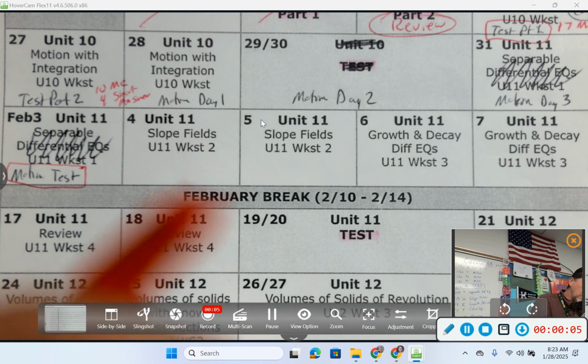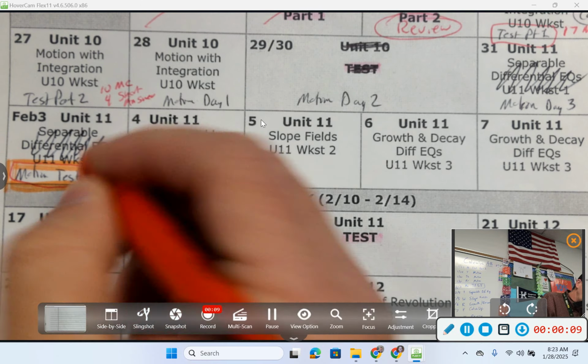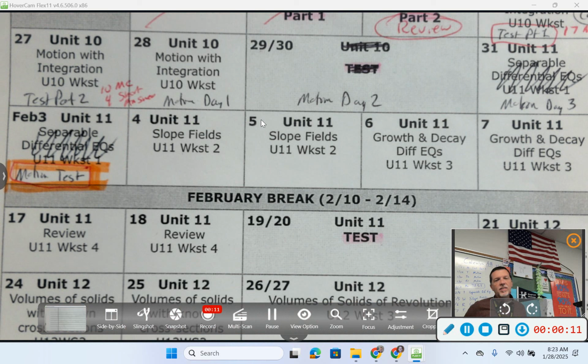So again, we're still recovering from the days off. Our motion test is Monday. Again, the pluses and minuses of a Monday test, right? You've got to remember that you have a Monday test. But you also have all weekend to study for it. I'm trying to make it sound like a positive, but whatever, it is what it is.